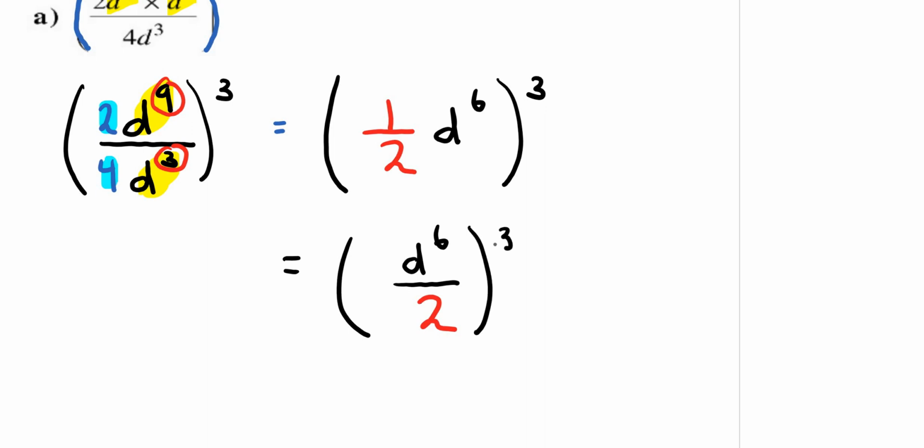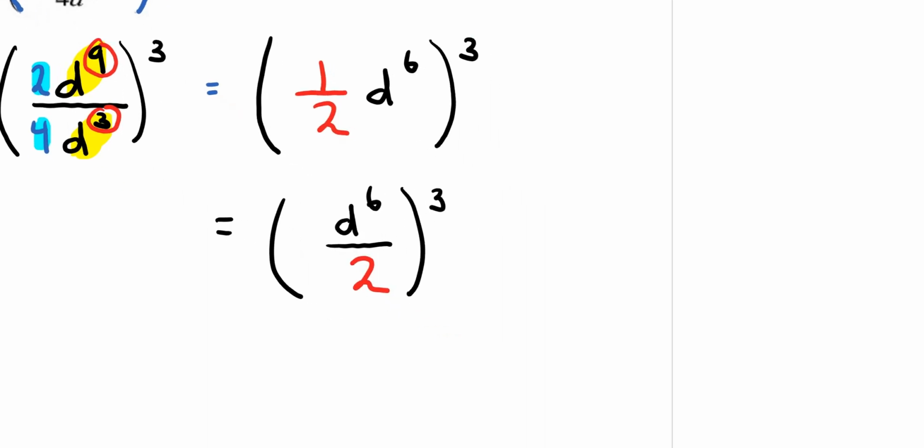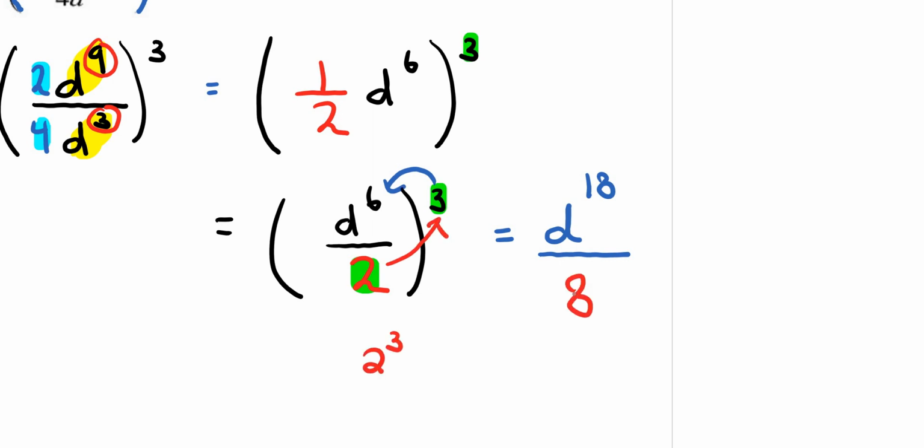And then the 3 is on the outside there. So finally, the last thing I have to do is deal with this outside 3, so I can distribute that into the brackets. If I multiply that out, 6 times 3 is going to be 18, so d to the power of 18 divided by, and then finally I have the 2 here, and 2 is being raised to the power of 3, so 2 to the power of 3, which is equal to 8. So my final answer is d to the power of 18 divided by 8. Okay, so that's the final answer for question number 7a.